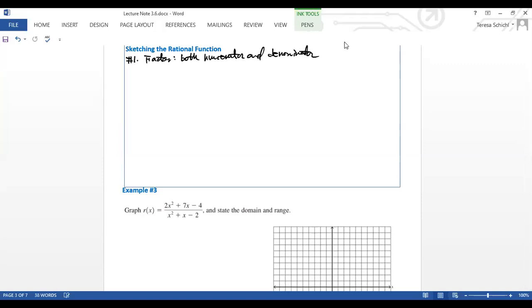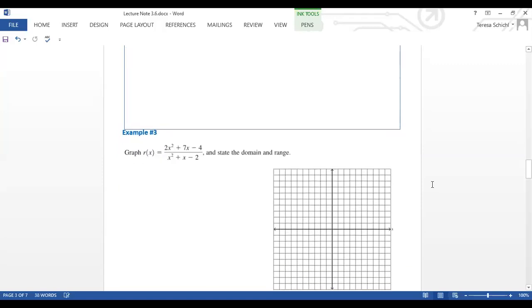Okay, so let's try to factor here. This is step number 1, and I can factor here. So let's see, this is x plus 2, x minus 1. All right. Now the top here is 2x minus 1, x plus 4. All right, so this is our function.